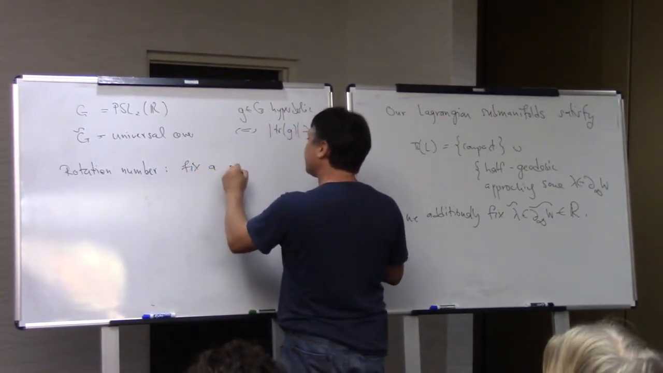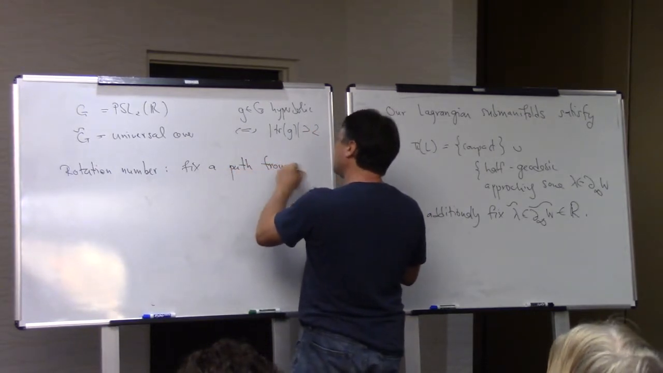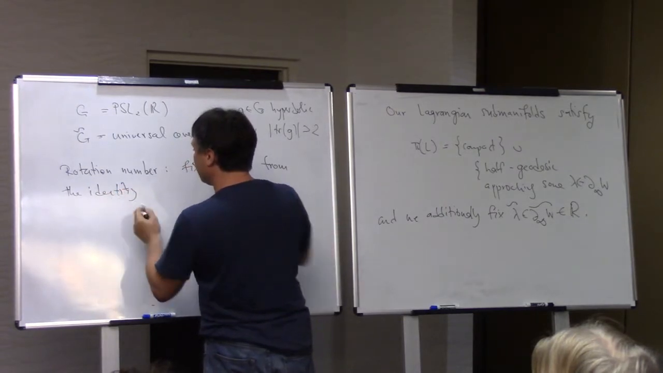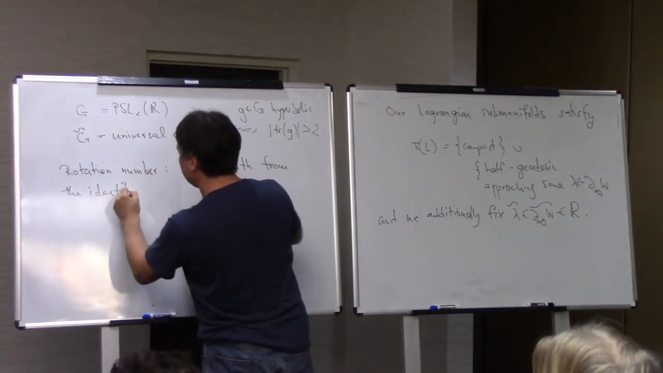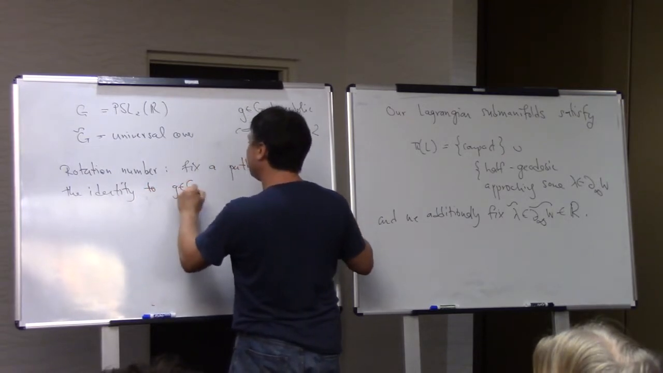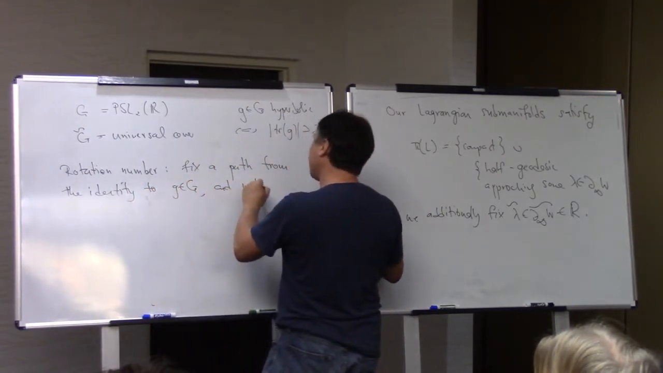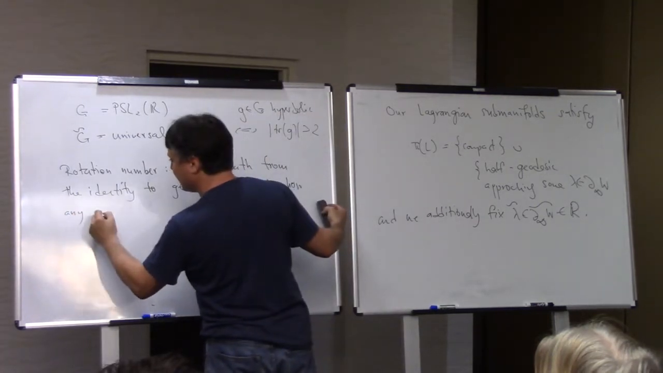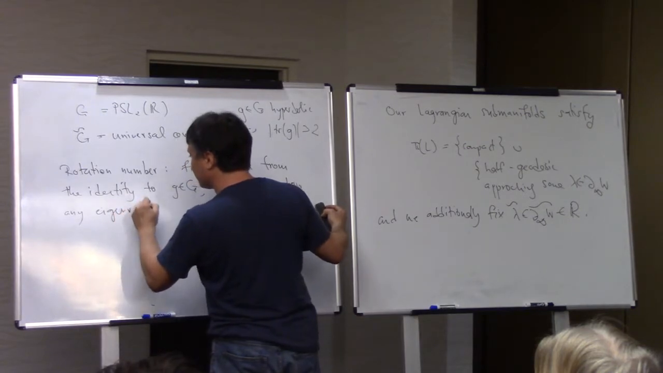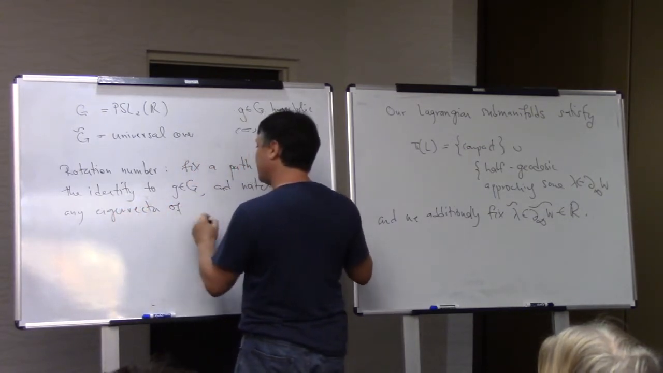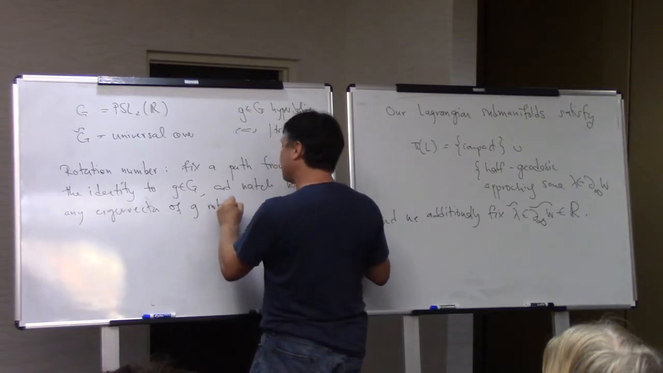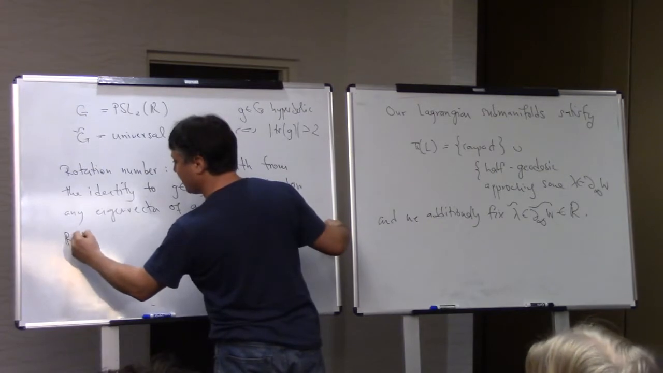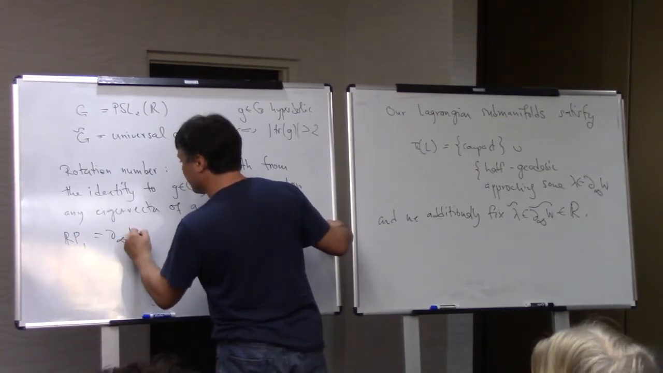For hyperbolic elements, the rotation number is defined as follows. Fix a path from the identity to g in G, and watch how any eigenvector of g rotates. Okay, so the eigenvectors are elements of RP1, which for us is down at infinity.